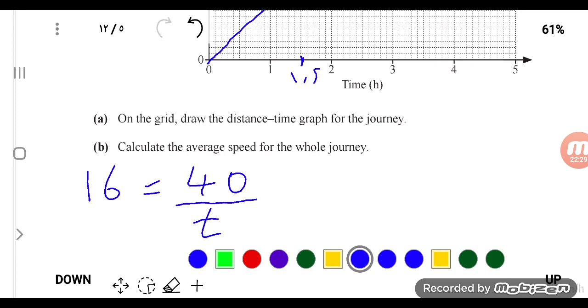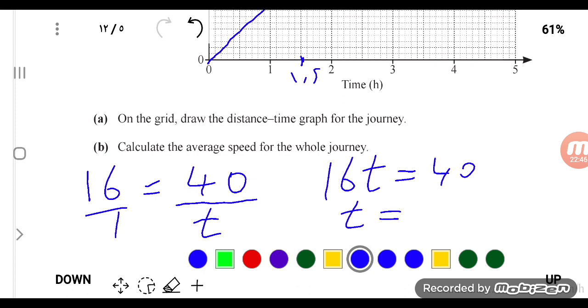Now you cross multiply. If you cross multiply, you get 16t equal 40. So t is equal to 40 divided by 16, and that will be 2.5. So the second part of the journey has lasted 2.5 hours.